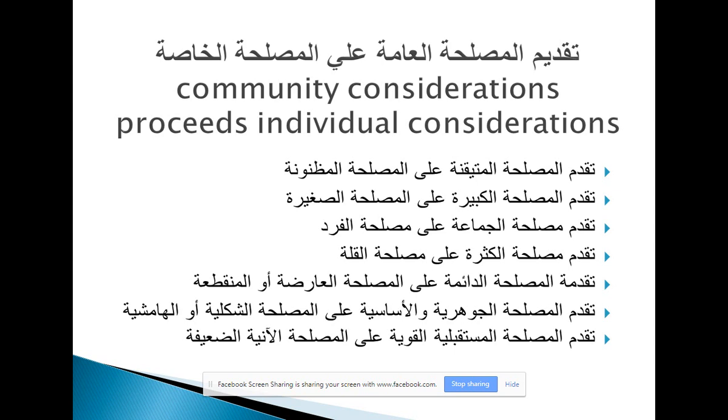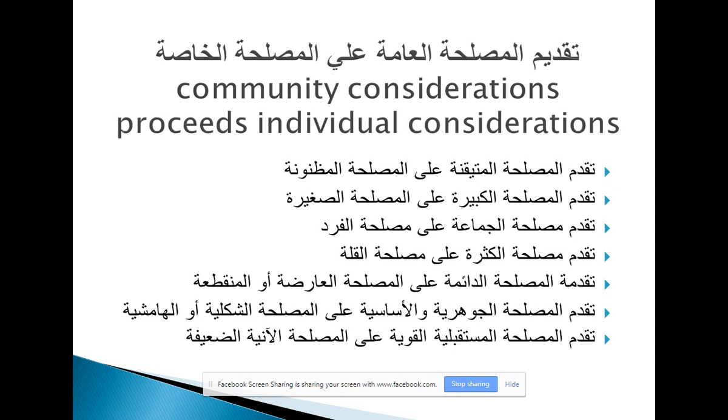تقديم المصلحة الكبيرة على المصلحة الصغيرة. The big benefit takes precedence over the smaller benefit. تقديم مصلحة الجماعة على مصلحة الفرد. The group benefit, for example, is more important than the personal benefit.